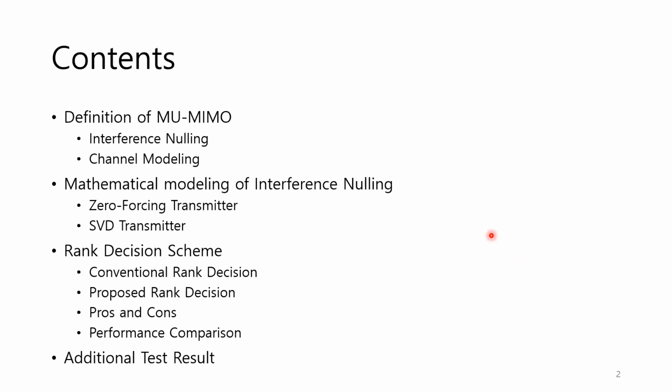The table of contents is as follows. First, I will introduce the definition of MU-MIMO, and second, we will see the mathematical modeling of interference nulling. Third, I will introduce a rank decision scheme, which is the conventional rank decision and the proposed rank decision scheme, and we will compare the pros and cons and the performance. Last, we see the additional test result.